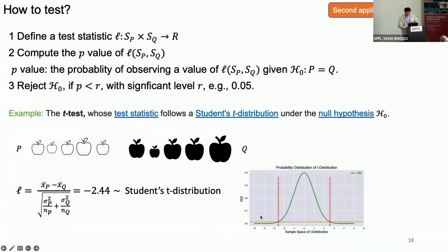We find the two-sided p-value here, the probability mass here. We look at the table. The probability of the test statistic being larger than 2.44 under the null hypothesis seems to be very, very low, so it's an unlikely case. Then we're going to reject the null hypothesis and conclude that the two batches of apples have different qualities.